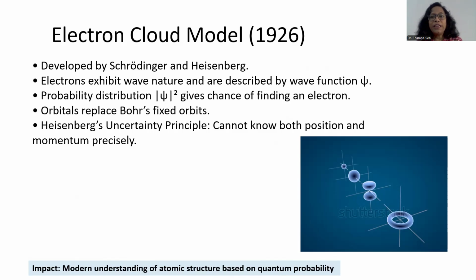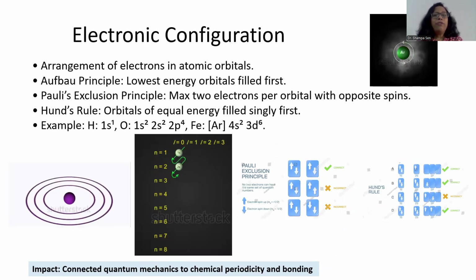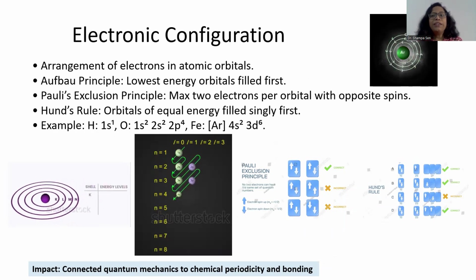Now we are not saying the electron is orbiting in a circular path. Rather, we are saying this is the maximum probable space where the electron can be found. Then electron configuration, that is knowing the address of the electron.